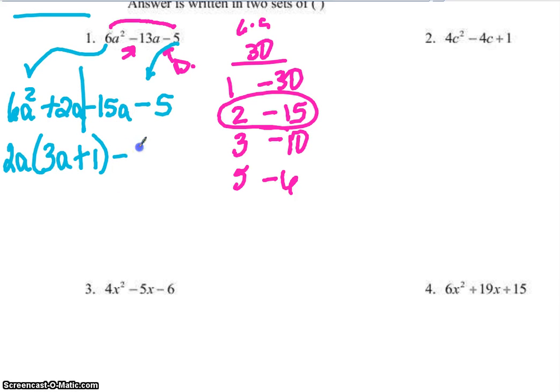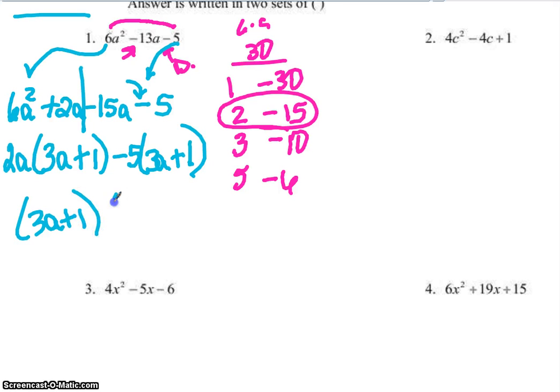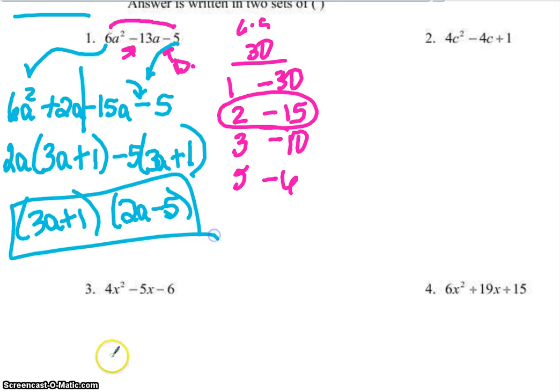The next 2 both divide by 5. 15 divided by 5 is 3. Bring your a. Since we brought a minus down, we have to change this sign, and it becomes plus. 5 divided by 5 is 1. So you have 3a plus 1, and you have 2a minus 5. That's your answer.